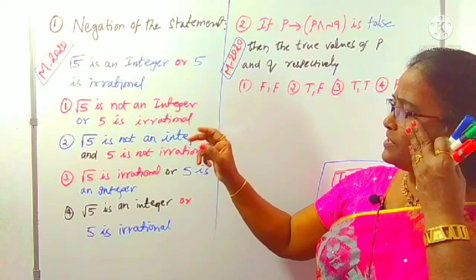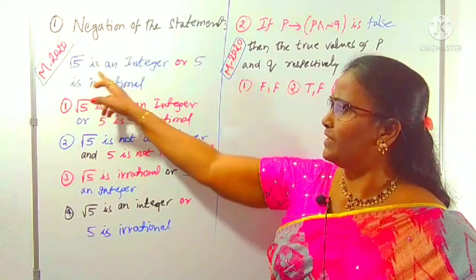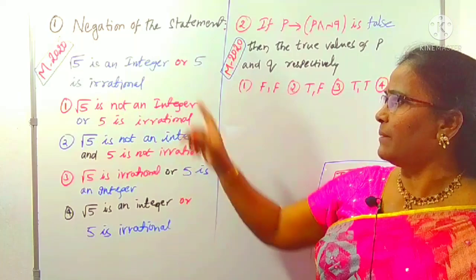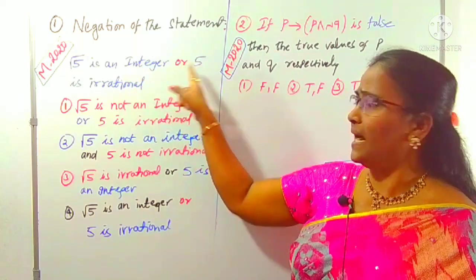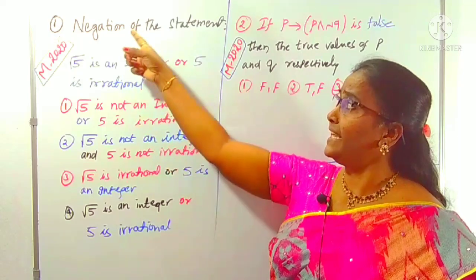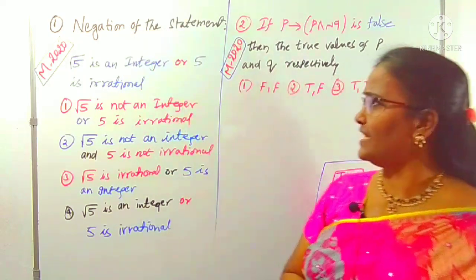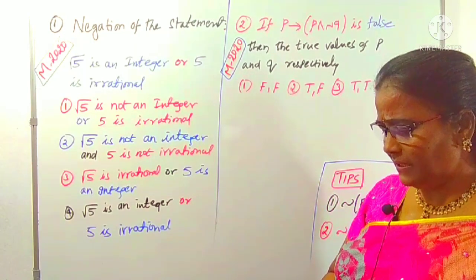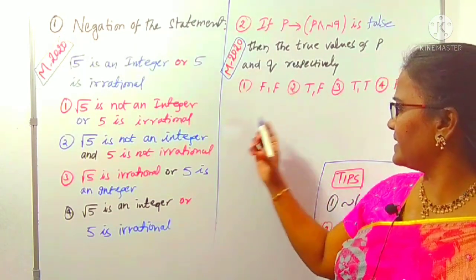In this compound statement, there are two statements. Root 5 is an integer is one statement. 5 is irrational is another statement. Between those two statements, there is an 'or' connective. So what is the resultant of this? It's negation we want. First we can understand the given two statements. I am writing them here separately. After that, I will discuss this question.